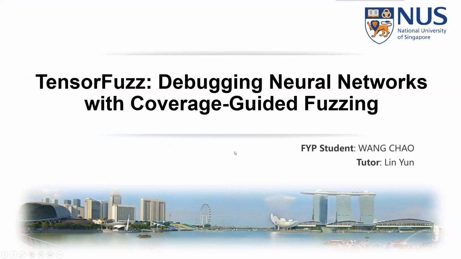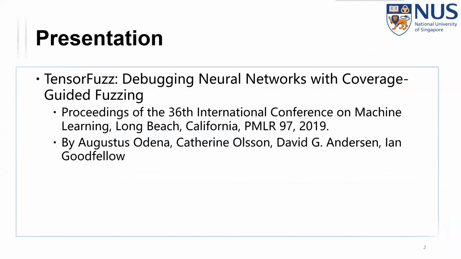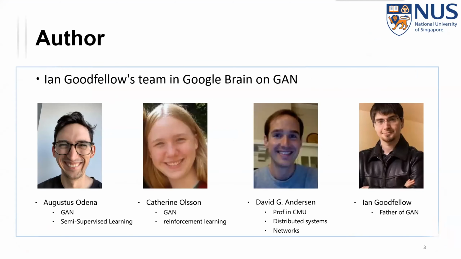Okay, so today I will present TensorFuzz: Debugging Neural Networks with Coverage-Guided Fuzzing. It was published in the Proceedings of the 36th International Conference on Machine Learning, which is also ICML, and it is by 4 authors from the team of Google Brain. Actually, it's Ian Goodfellow's team in Google Brain on GAN. So the paper was proposed by Ian Goodfellow's team.